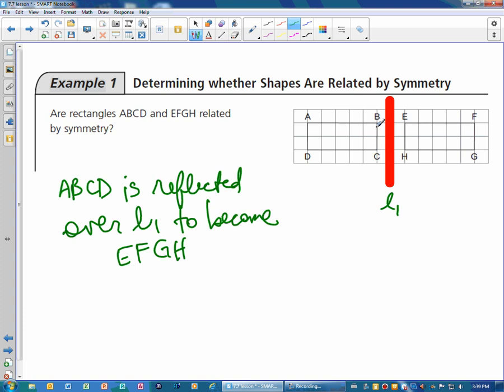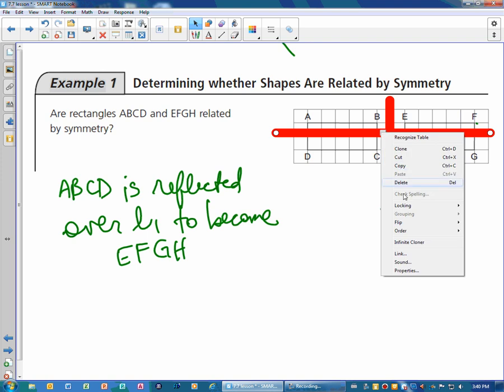And a quick way to check. Look at how B is 1 space away from the line. E is 1 space from the line. A is 1, 2, 3, 4, 5, 6 away. 1, 2, 3, 4, 5, 6 gets me to F. And then D and C, H and G will be exactly the same. Okay? You could not, however, say that it's got this symmetry. Clearly, this shape has nothing to do with this shape over that line that I just drew.